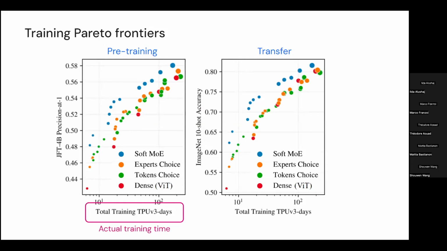And what we can see is that the dense vision transformer in red is the baseline. The orange and green are two flavors of sparse mixture of experts, and they're a little bit better than the vision transformer, but not a lot.